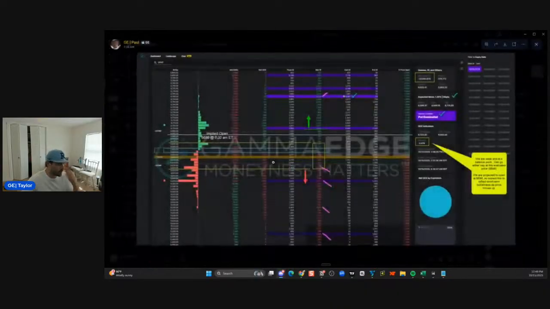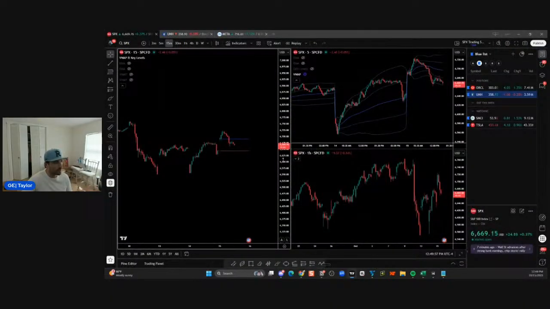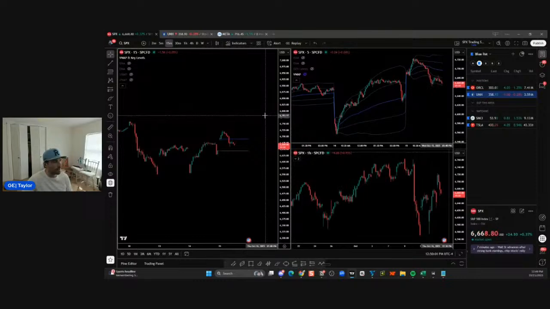Looking at the transition zone, right? The top of the transition zone was 6760. So we are right at it right now. A pretty critical point in the structure in terms of how we look at it.